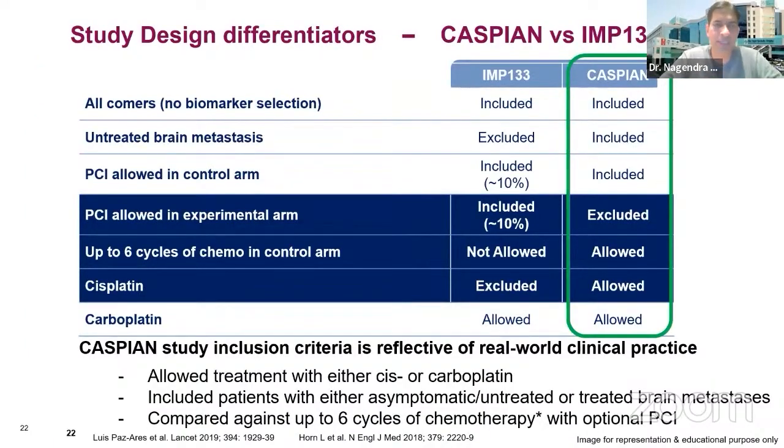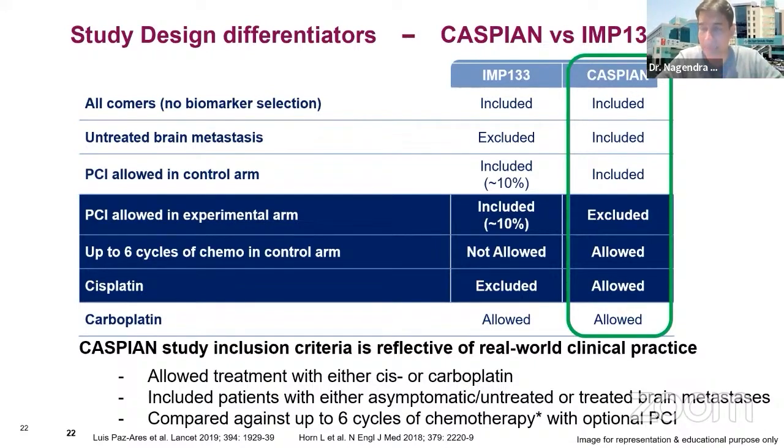So if we compare it with the atezolizumab trial, which was IMpower133, head-on, this is a very important slide. So all comers, there was no biomarker selection for the CASPIAN trial in which durvalumab was used, and the same holds good for IMpower133. Untreated brain mets were excluded in the atezolizumab trial, that is IMpower133, but they were included in the CASPIAN trial. PCI was allowed in the control arm in the CASPIAN trial, and it was only in 10% of patients with IMpower133. PCI in the experimental arm was excluded in the CASPIAN trial, and it was 10% in the IMpower133 trial.